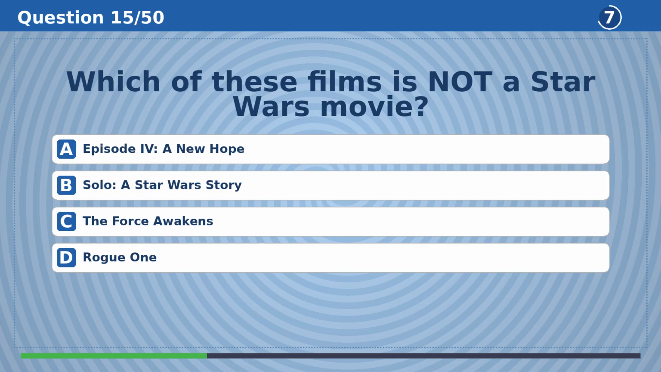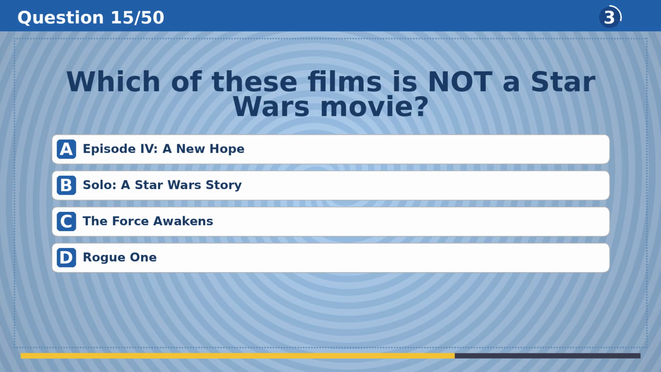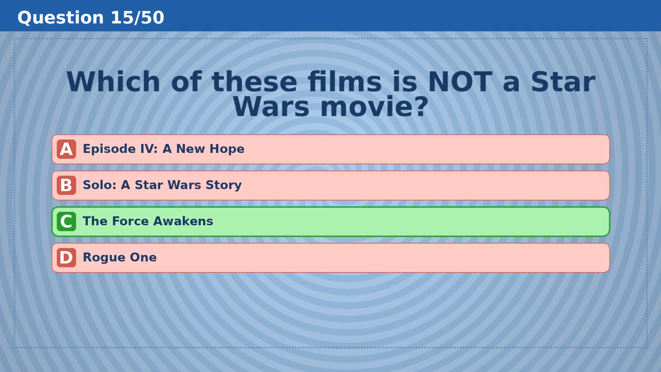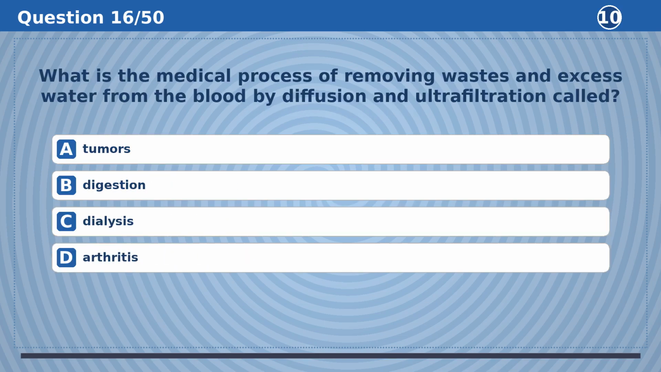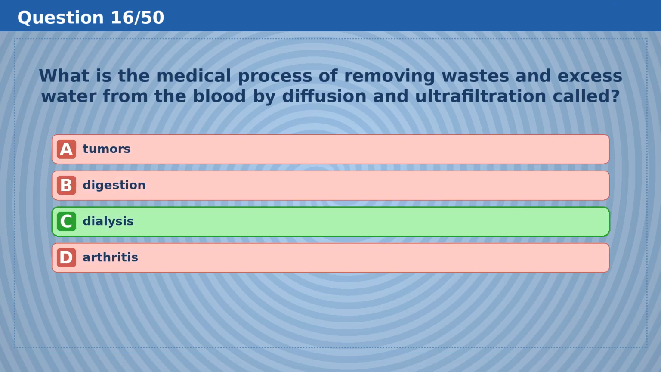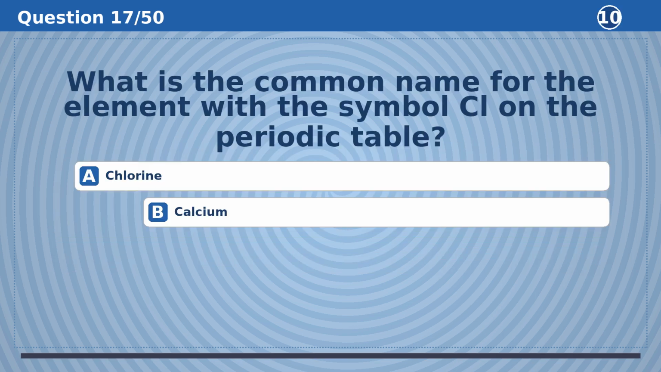Which of these films is not a Star Wars movie? The answer is C. The Force Awakens. What is the medical process of removing wastes and excess water from the blood by diffusion and ultrafiltration called? The answer is C. Dialysis.